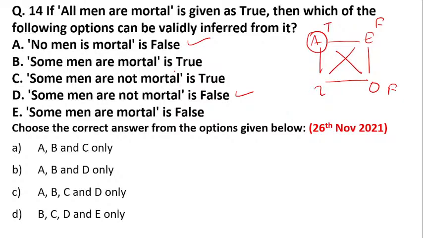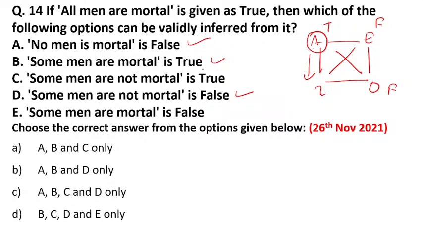Some men are mortal is true. Truth follows downwards. Because of subaltern, if A is true, I is also going to be true. For example, if I am saying all men are mortal is true, then some men are mortal is also going to be true. So this is true.